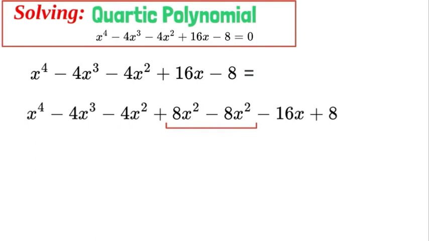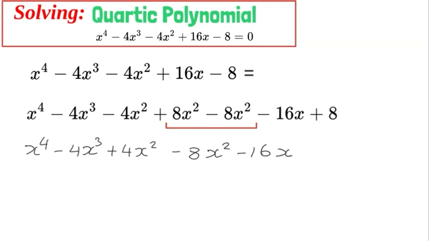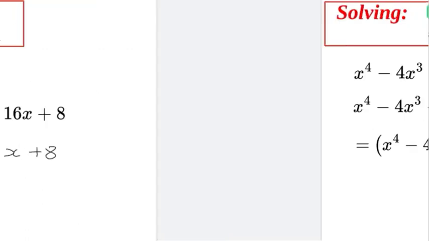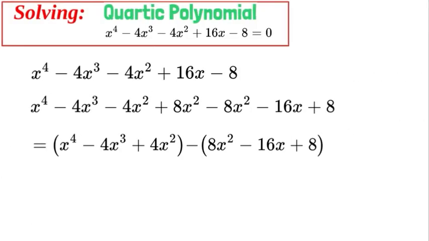So what we will get then would be x to the 4 minus 4x to the 3. Now, minus 4 plus 8 is plus 4, and that's an x squared term. Now on the other side then we have minus 8x squared minus 16x plus 8, and we can factor out 8 on that side later. Okay, so this is what we have now. We're going to focus on what we have here.